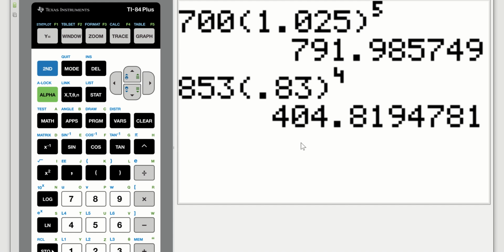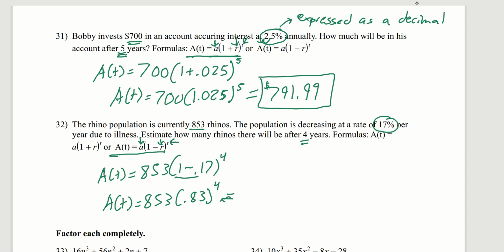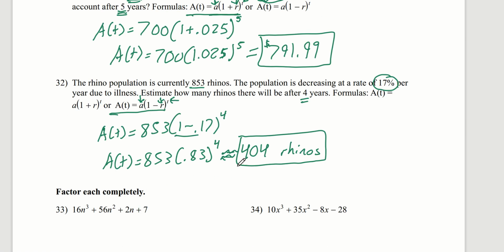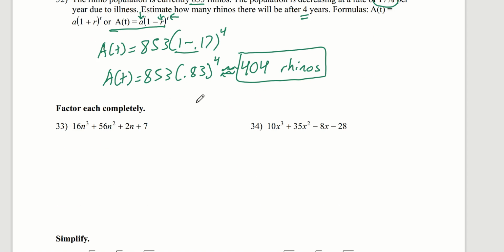And I get my final answer, which is 404.82 rhinos. So let's go ahead and just round this down. Since we're dealing with whole numbers, we're dealing with rhinos, so let's say maybe about 404 rhinos. And I know that's 404.8, so technically with 0.8 you would round up, but since we're talking about whole rhinos, once we dip below 405, I would want to go to the next whole number, which is 404. Okay? All right, still working through some here.